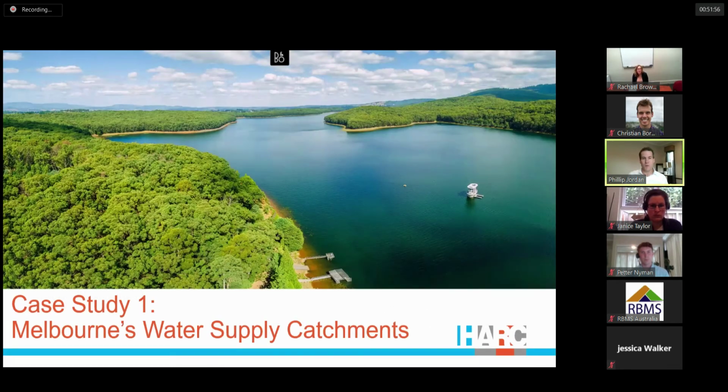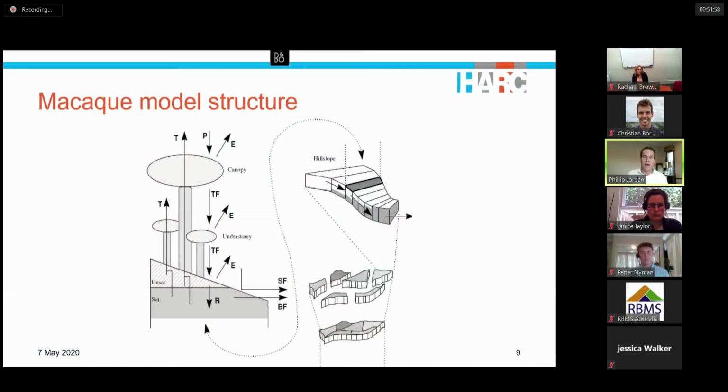So moving on to Melbourne's water supply catchments. They've been modelled over the years using a model that was developed by Fred Watson in the late 90s and early 2000s called MCAC. MCAC's a very detailed model which cuts a forest catchment up into a number of hill slopes. The hill slopes then have many processes modelled, so the rainfall coming in, evapotranspiration coming out from the overstory and the understory canopy, and also directly from the soil.